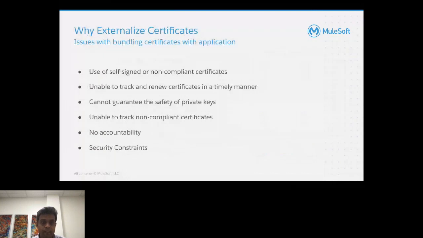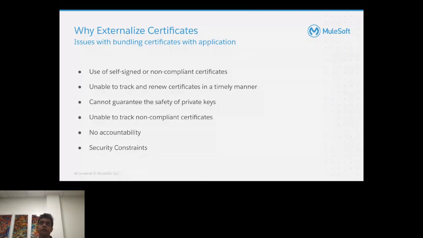Moving on. Okay, so let's talk about externalizing certificates, right? One of the problems with using containers, like in Runtime Fabric, is that you have to package the properties and certificates along with the application when you deploy. That's because unlike a standalone Mule runtime, you do not really have access to any shared drives, or you don't have access to a host path out of the box, right? So you would have to package your certificates and properties along with the application.